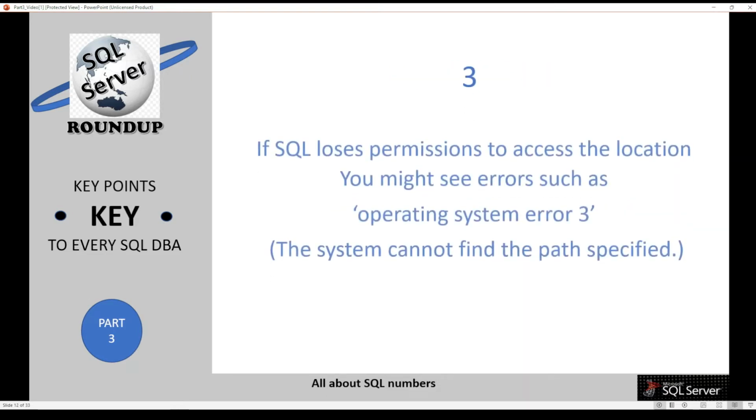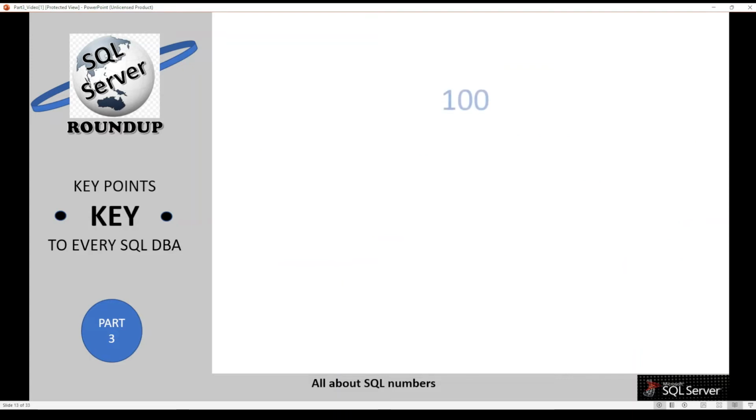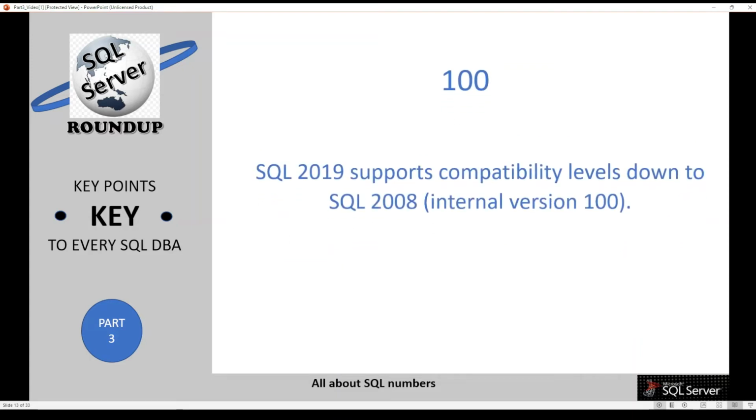3. If SQL loses permissions to access the location, you might see errors such as operating system error 3: The system cannot find the path specified. 100. SQL 2019 supports compatibility levels down to SQL 2008.